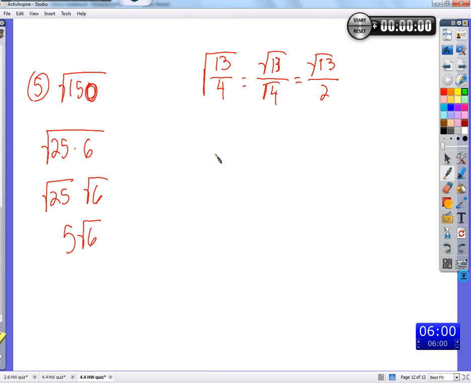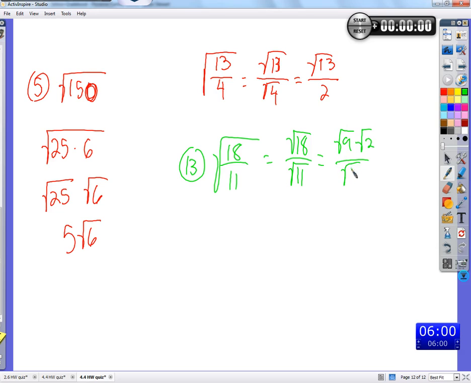We might wind up in our answer with something like the square root of 18 over 11. Make that the square root of 18 over the square root of 11. That works out nicely here because we can make the square root of 18 the square root of 9 times the square root of 2. And now we have 3 root 2 over the square root of 11.